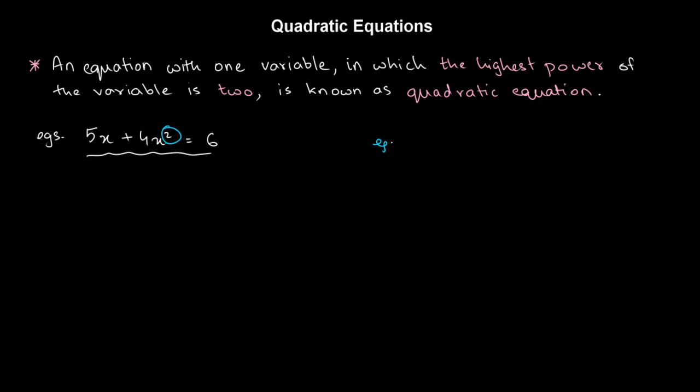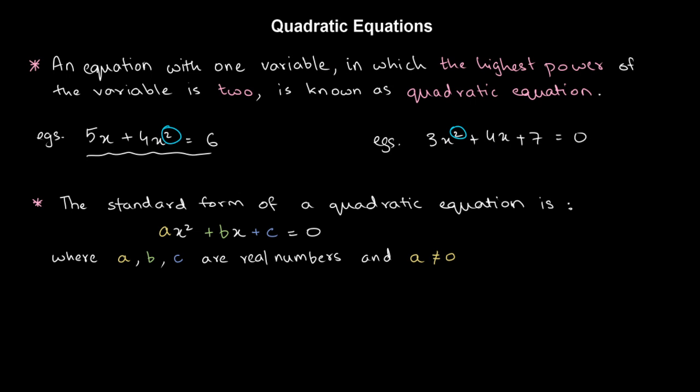Another example could be something like 3x square plus 4x plus 7 equal to 0. As you can see, the equation again has one variable and the highest power of that is 2. So another example of a quadratic equation, right?